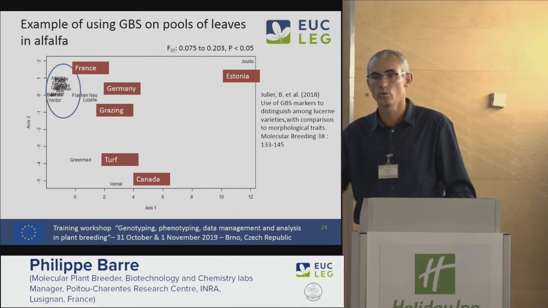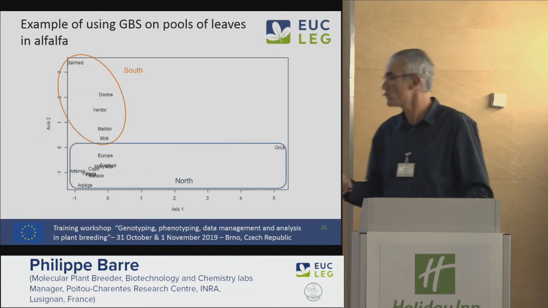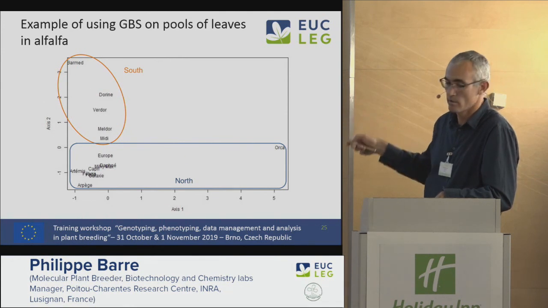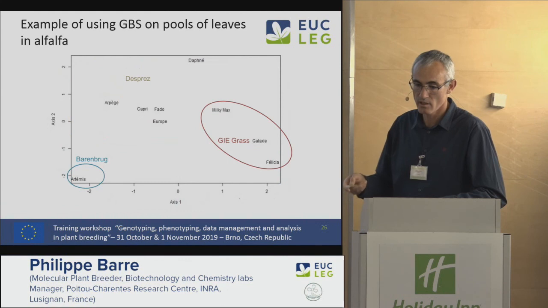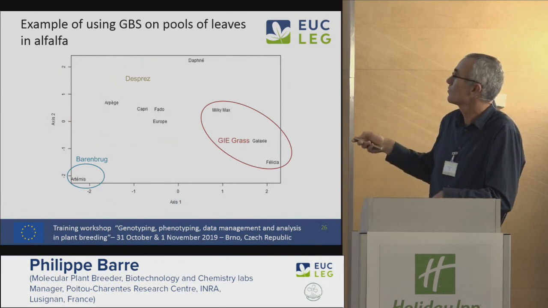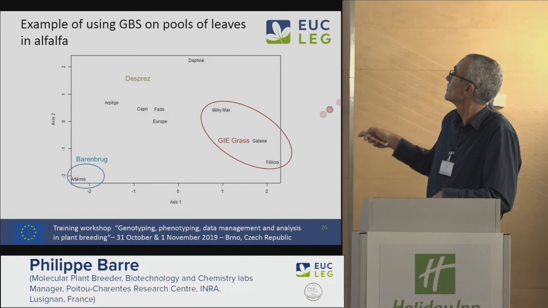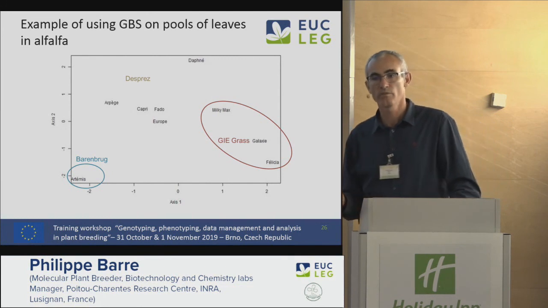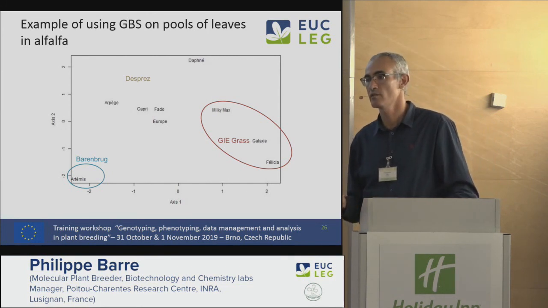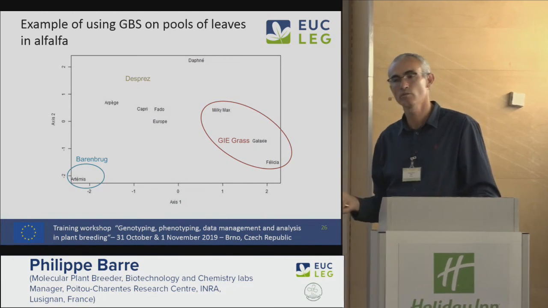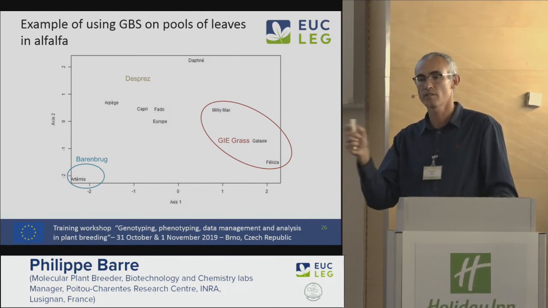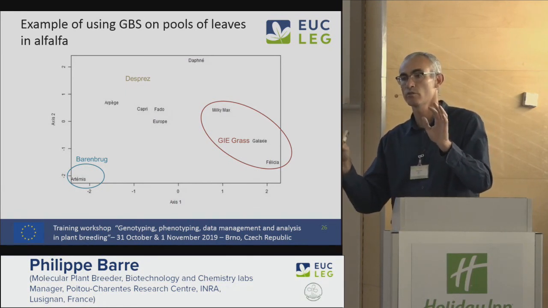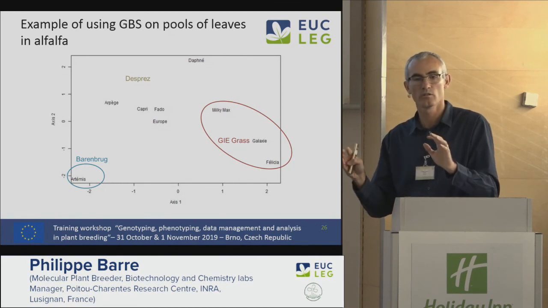And when you look now at the varieties from France, you see that you have the possibility to distinguish between the south and the north. And even in the north varieties, we can distinguish between the breeders. Here, so Geogras, Després, Barenbrug. Before that, we tried with SSR markers and AFLP, and in fact, the FST, so the differentiation between the varieties, is quite low. It's like 0.05, and it was not possible to distinguish them.